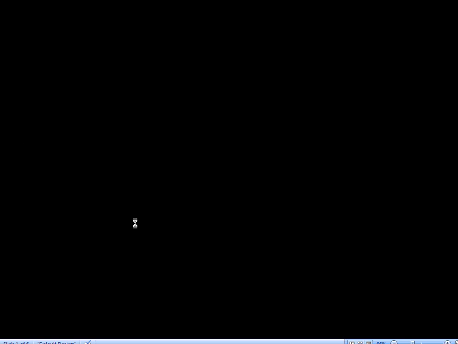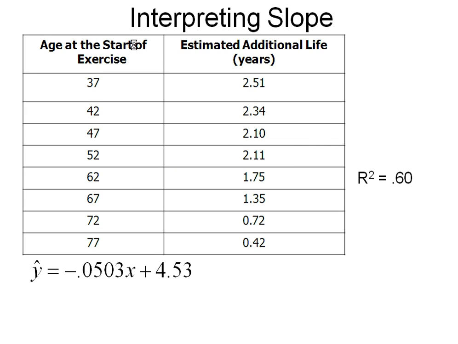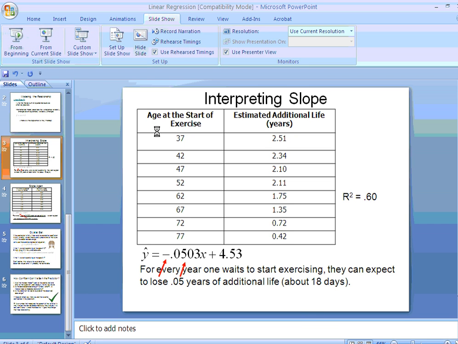If we look back at this example, I have the R squared calculated for this example. It's 0.6 or 60%. Here's how we would interpret that. We would say for each, not for every, let me correct that. We would say 60% of the variation in our additional life added can be accounted for by its linear relationship to age starting exercise. You might want to rewind that, listen to that again, and thanks for watching.